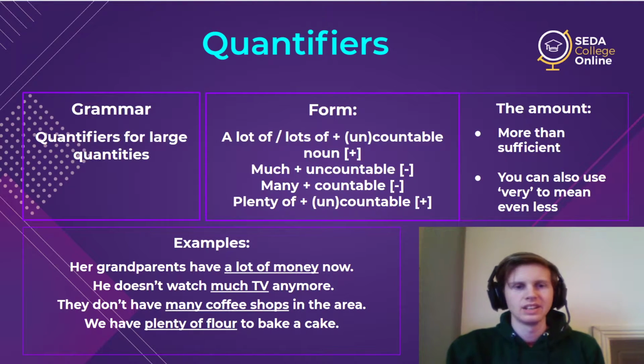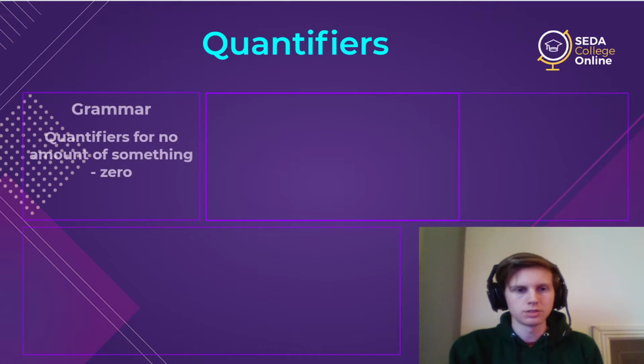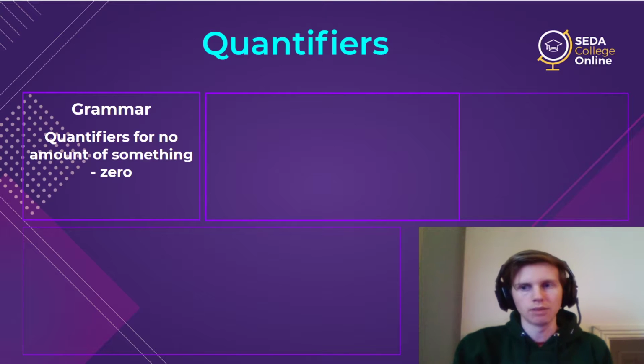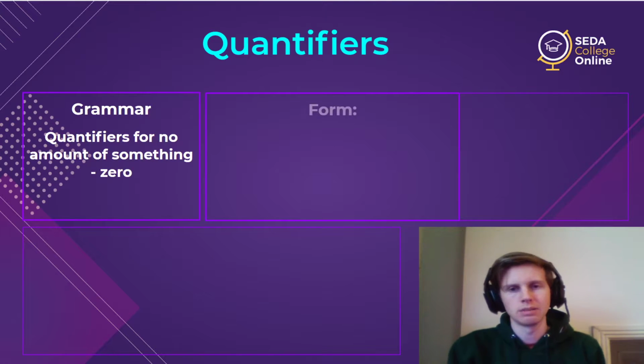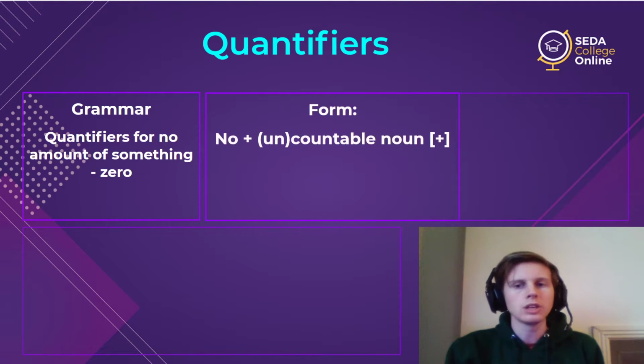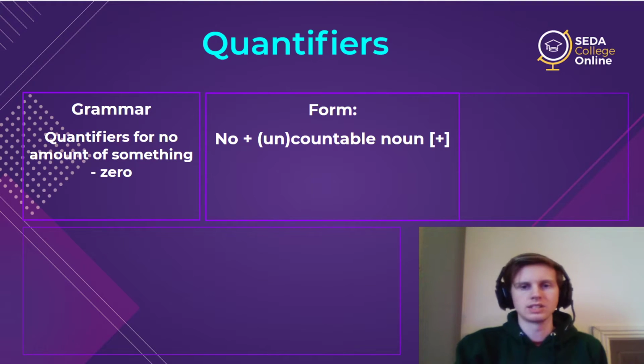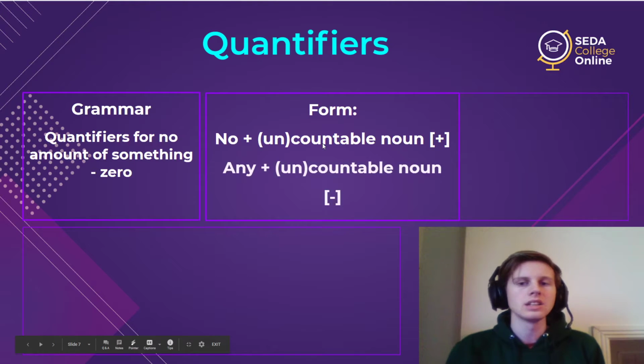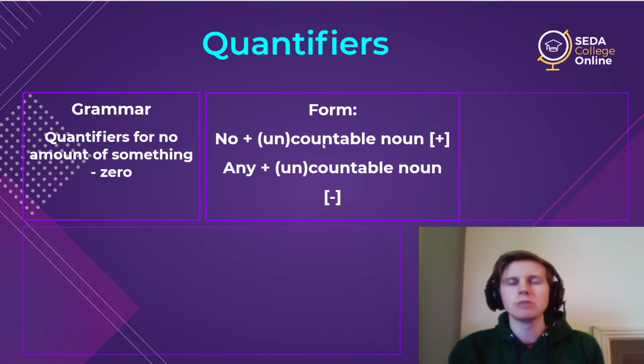All right, so that's for small amounts. Now we've talked about large amounts. So what do we do for no amounts? So let's say you have nothing. So you're measuring 0 now. We use a slightly different system. So for this, now we use no for positive sentences with countable or uncountable, doesn't matter. And on the opposite, if the verb is negative, we now use any.